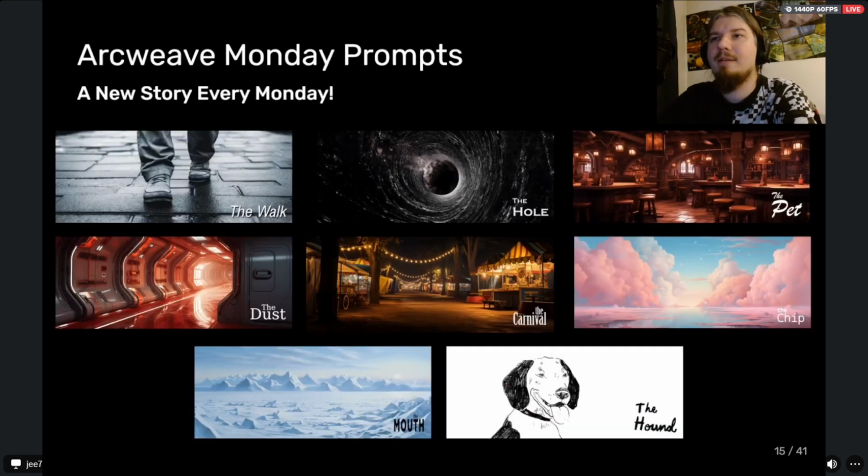After the jam, I was very pleased to see that the Arcweave organizers created these Monday prompts. Every Monday there was a new prompt, and you could make a new story based on these prompts alone. I feel like this is a very good challenge for creative people. There are, of course, tons of these challenges in different creative fields as well. But it really gave me an opportunity to experiment with different story structures, different ideas, and also a bit more with Midjourney and Arcweave.